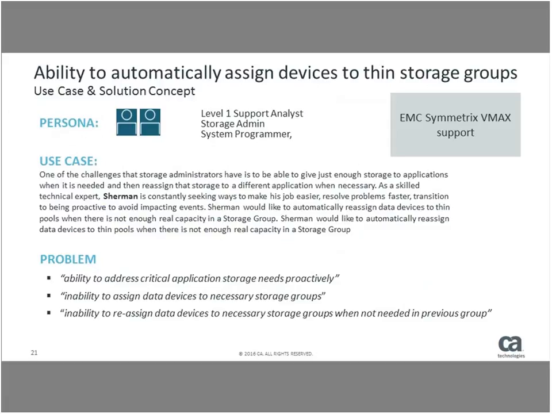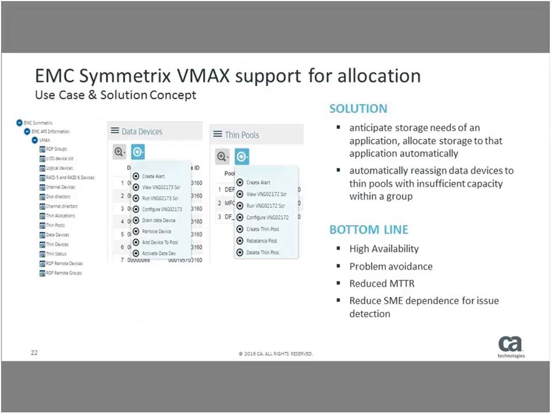this type of a hardware environment allows me as a storage administrator to actually take that information, look at it, and allocate as necessary based on capacity within that storage group, or whether it's there or it's physically not. So the ability to actually move those things is something that I cannot do today. With the EMC capability, we now have the ability to anticipate those needs, allocate the storage automatically, and then reassign it to a thin pool if there's insufficient capacity within a group.